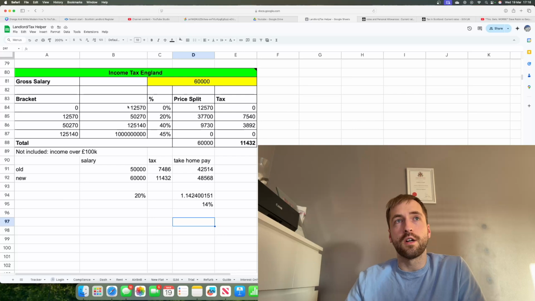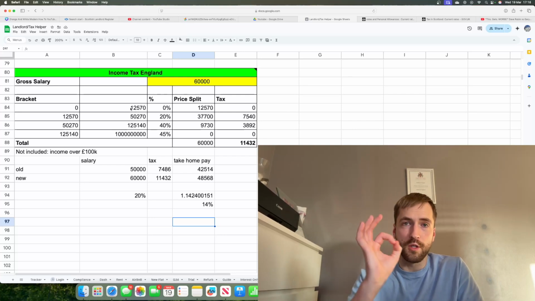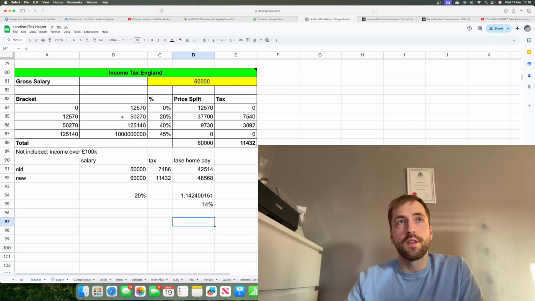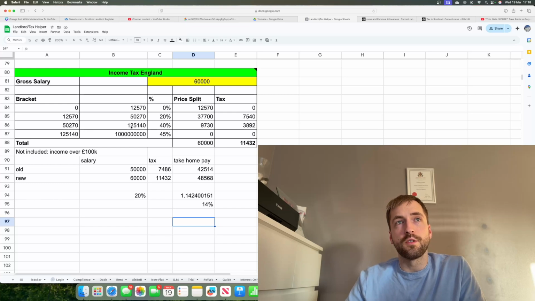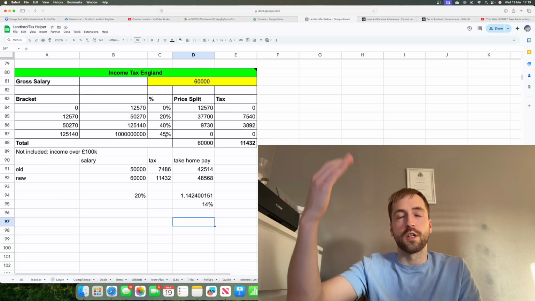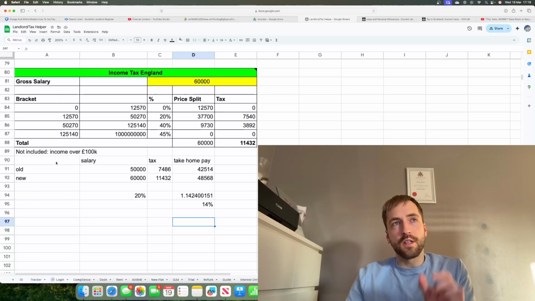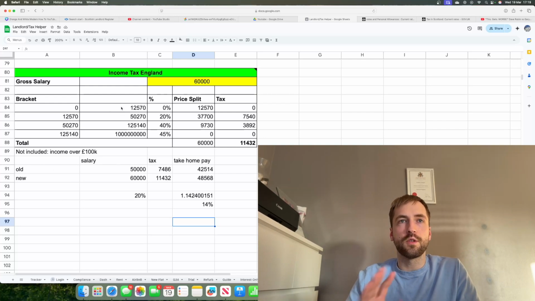Just to go through them again, you have 0 to 12,500, 0% tax, nothing. 12,500 to 50,000 pounds, you pay the 20% tax on. 50,000 to 125,000, you pay 40%, and if you make above 125,000, you actually start paying 45% on that bit extra. It's slightly different. There's a bit of a change when you go above 100k to your tax-free allowance. So we're not going to go into it in today's video, but I will make either a comment or another video on that. So England tax system is actually quite simple.